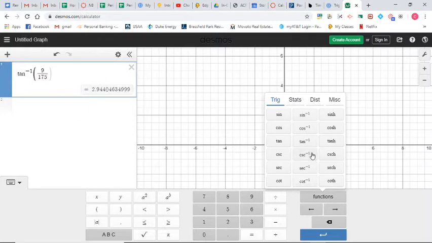Look at that. You can also get to inverse tangent by clicking on the keyboard, clicking on the function button, and clicking on inverse tangent.